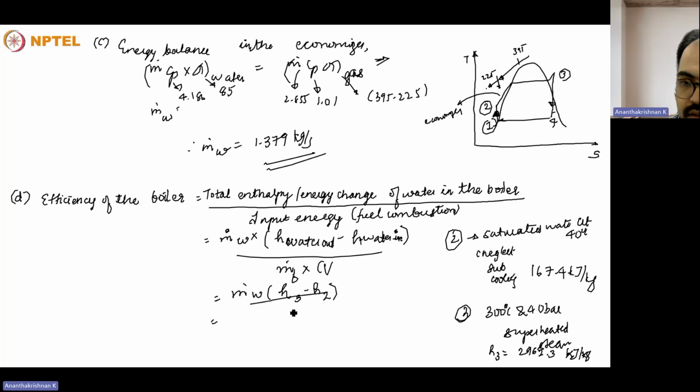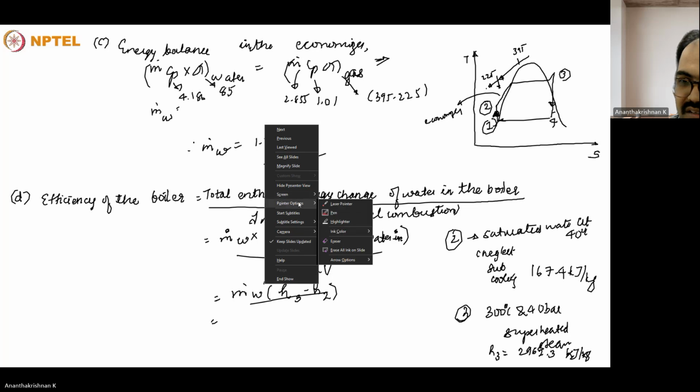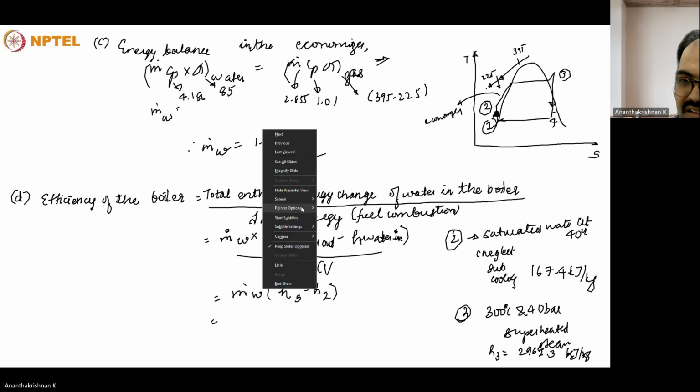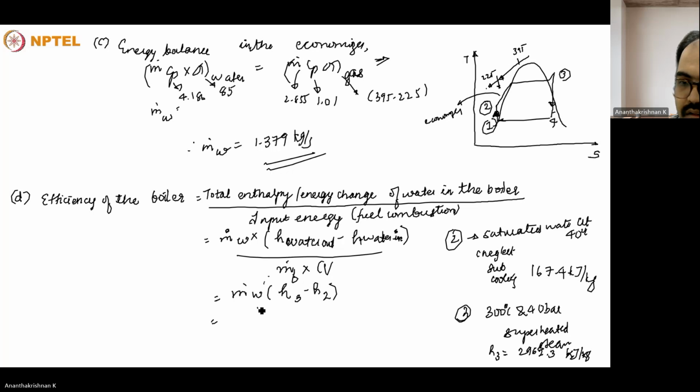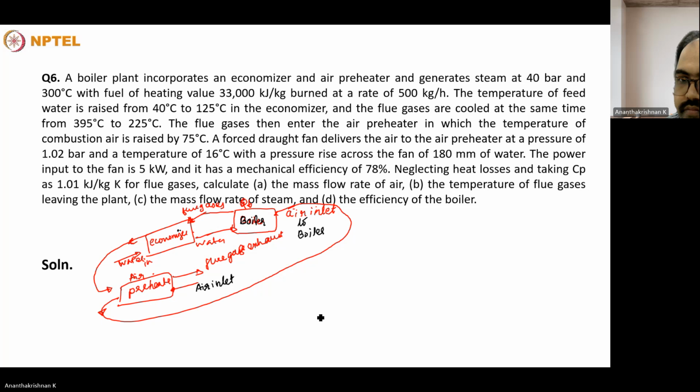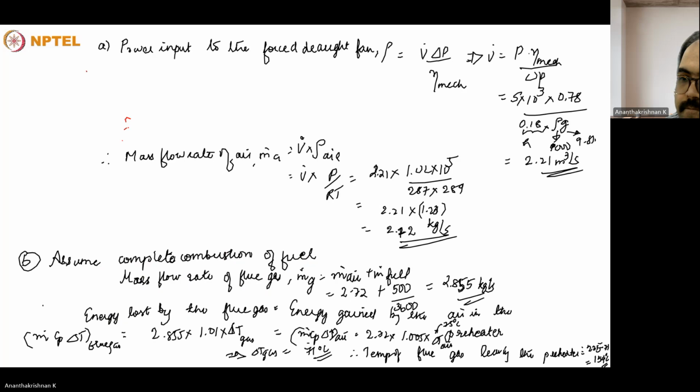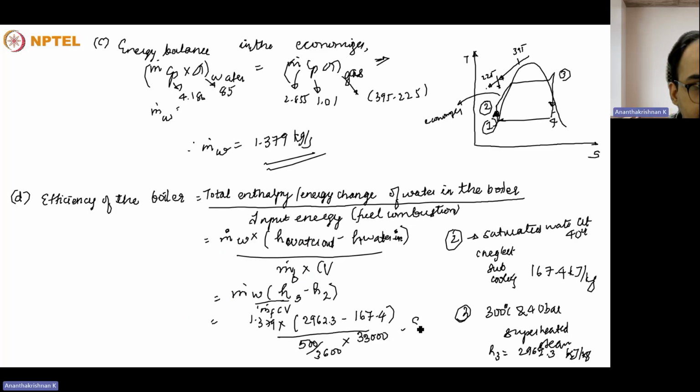So substituting that, m dot water will be 1.379 kilogram per second, which we obtained right now, times 2962.3 minus 167.4, divided by the mass flow rate of the fuel, which is 500 kilogram per hour divided by 3600, multiplied by the calorific value of 33,000 kilojoule per kilogram. So we'll get the efficiency as 84%.